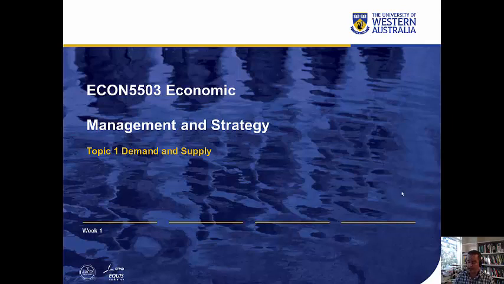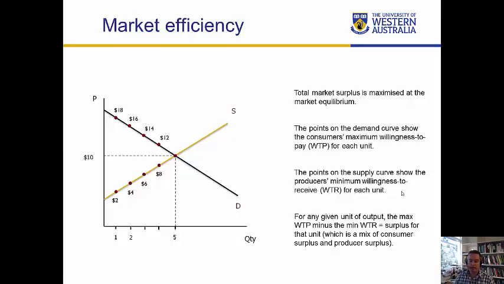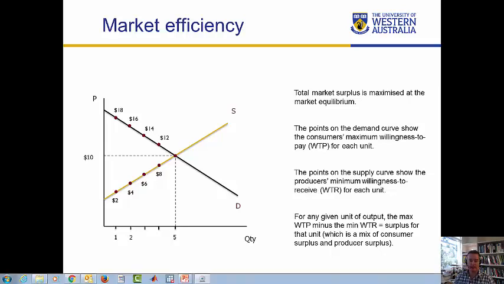Okay, this recording relates to topic 1, demand and supply. What we're doing is looking at market efficiency, and we're trying to understand what market efficiency is and why it occurs in competitive markets.